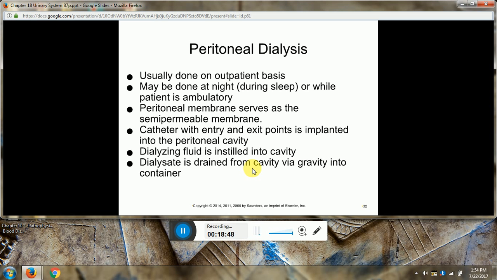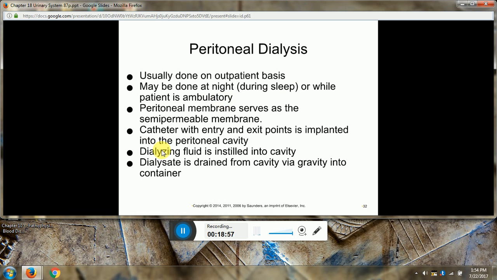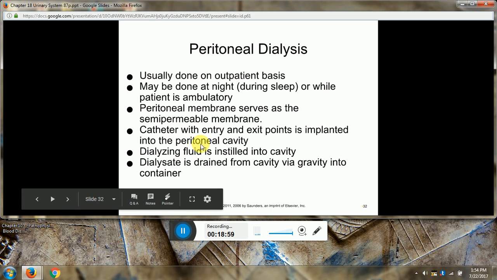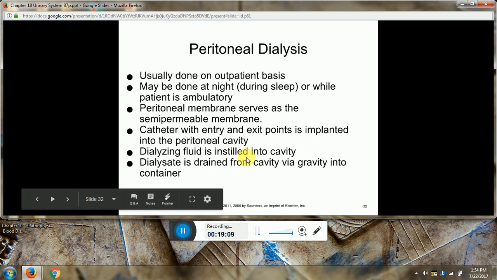We talked about peritoneal dialysis, and this can be done overnight while sleeping or while the patient is ambulatory and walking. This is the part where you inject the dialysis fluid through the abdomen into the peritoneal cavity, and it's the peritoneum membrane that acts as the semi-permeable membrane. And then all of that fluid by gravity is drained into another container.